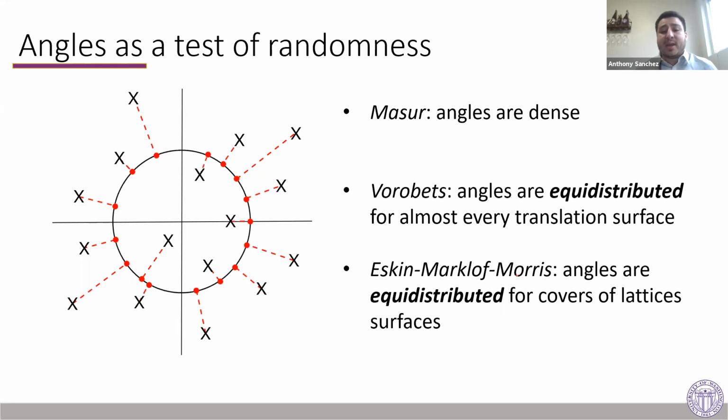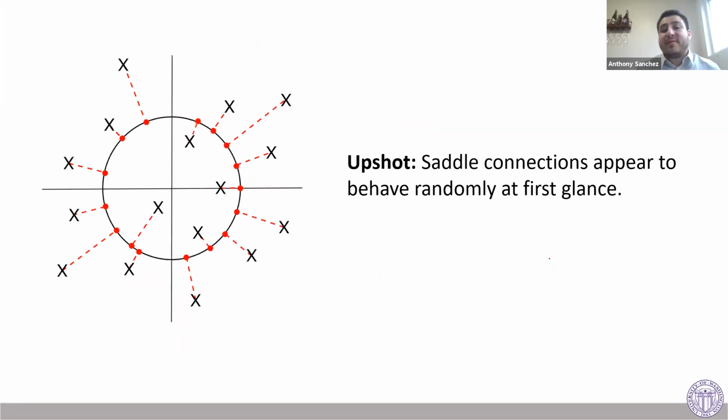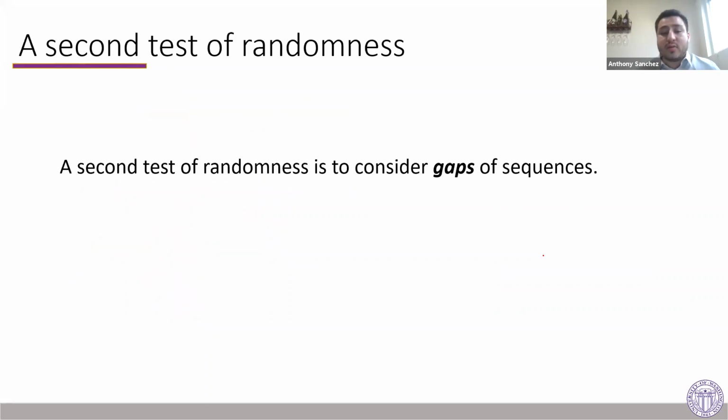So, piggybacking off of Dimitri's comment, maybe this first indicates to us that saddle connections appear to behave randomly at first glance. Right? If we just take the definition of equidistribution, then this is telling us the integer lattice is random. But we're mathematicians, of course, and so we don't just want one test of randomness.